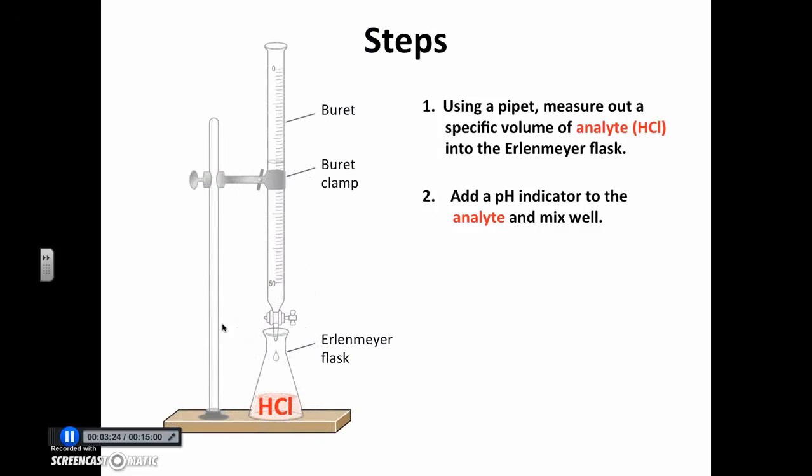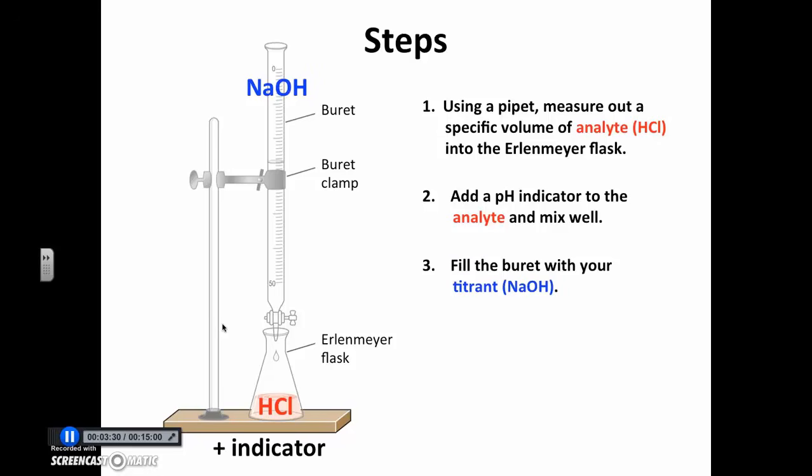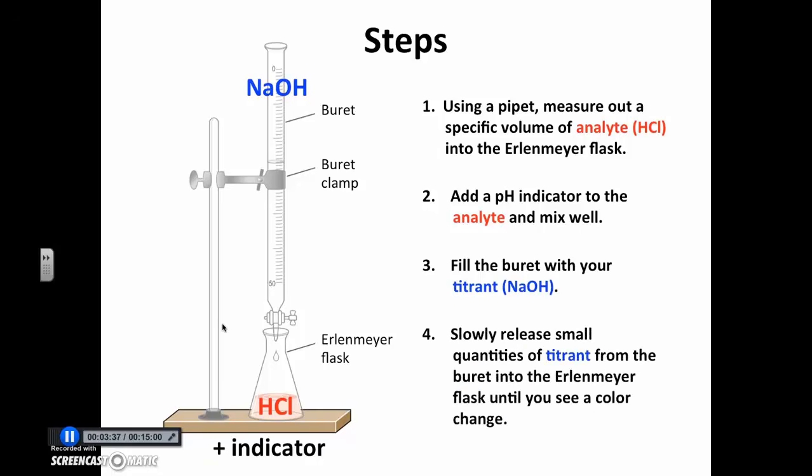Okay, so now we have the HCl and we have our indicator down in the Erlenmeyer flask. The next step is to fill your burette with the titrant, and again in our case this is sodium hydroxide. The last step here is to slowly release small quantities of the titrant from the burette into the Erlenmeyer flask until you see a color change. The color change tells you that the neutralization reaction between hydrochloric acid and sodium hydroxide is complete.